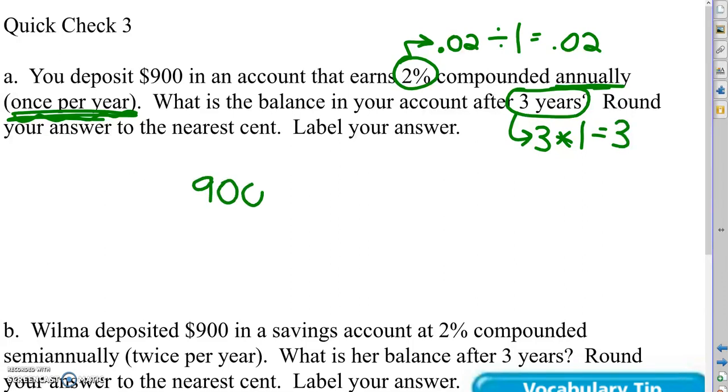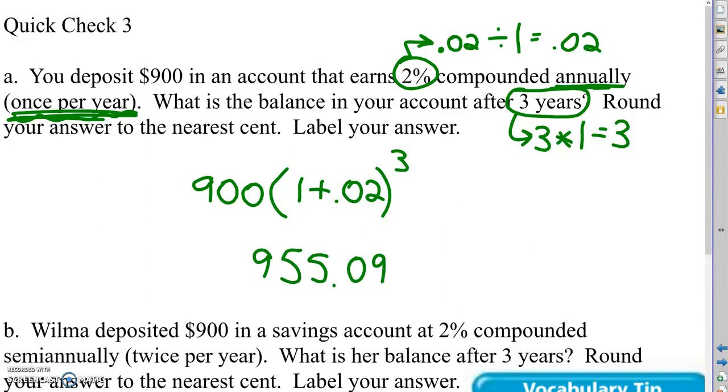Our principal was $900. 1 plus 0.02. And our exponent is 3. We type all that in. Might have to do some rounding. We finish with $955.09.